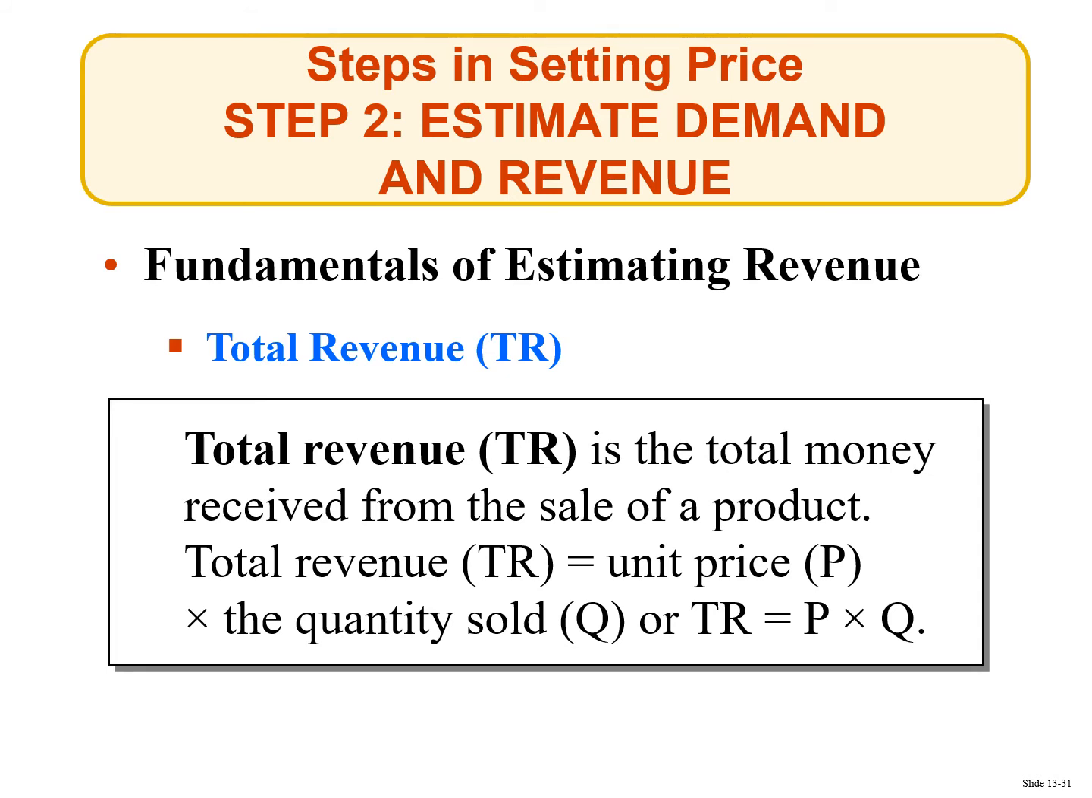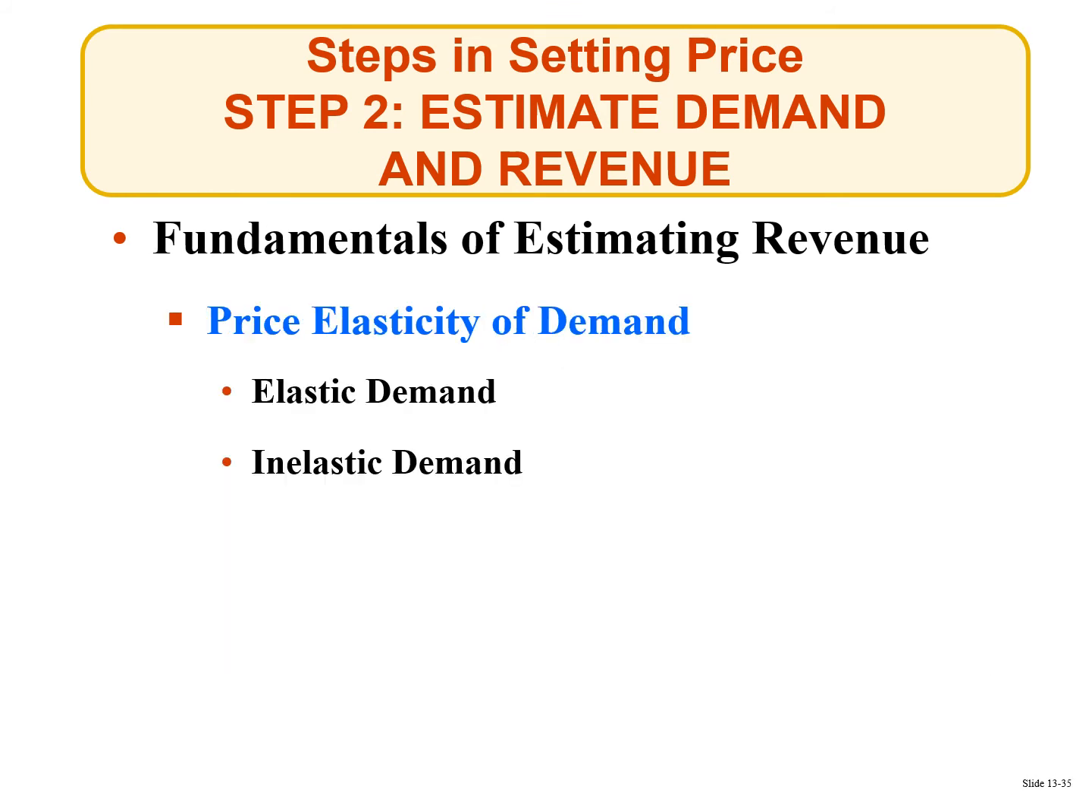Now, total revenue, and you might already know this, is the total money received from the sale of a product. So the money that you receive from the customer when you sell a product is your total revenue. So total revenue becomes unit price, the price that you're selling it at, times the quantity that you have sold. And the equation is TR equals P times Q. Total revenue is equal to price times quantity sold. Very simple. Now what we're going to try to understand is price elasticity of demand.